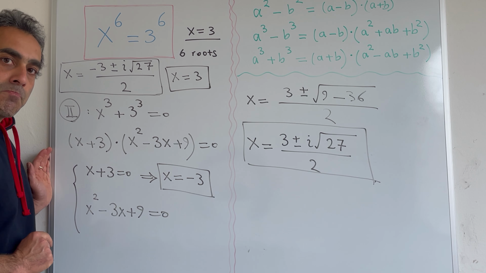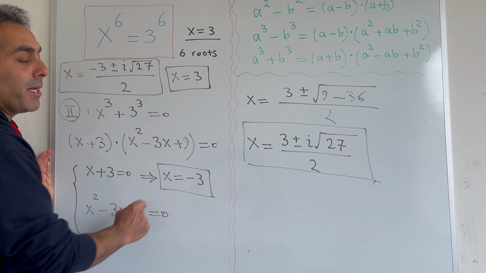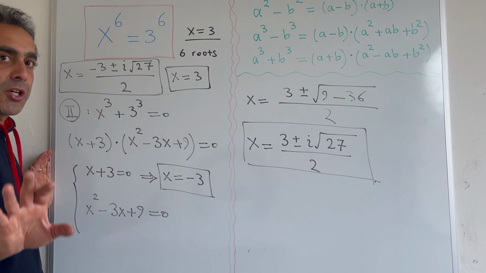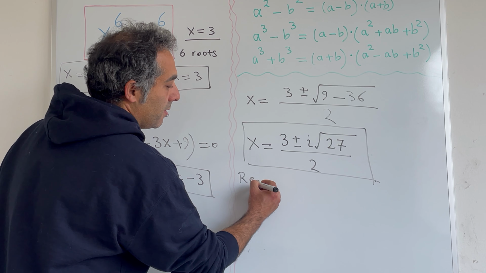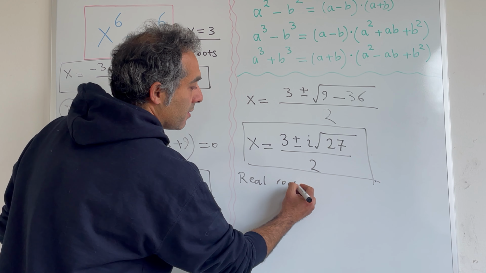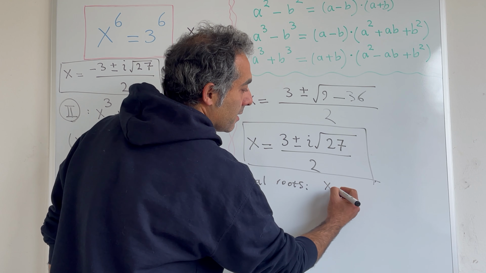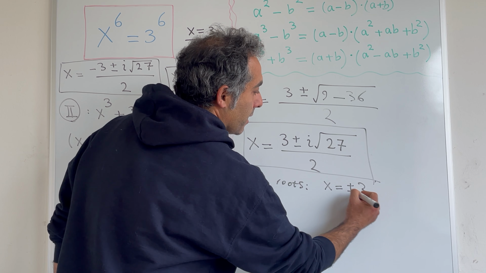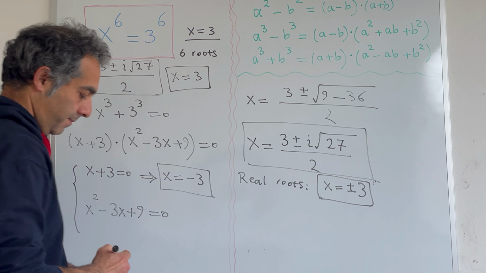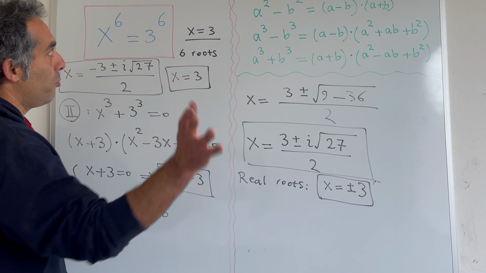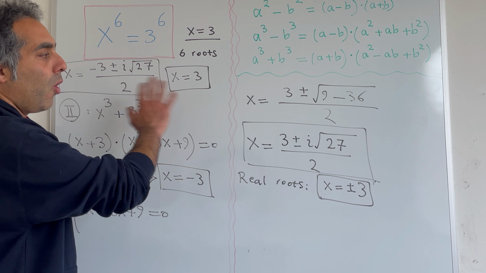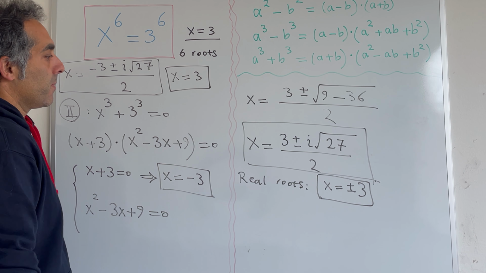So these are all the roots. x equals 3 and minus 3 are the real ones. So the real roots are x equals plus minus 3. These are the real roots. You can check that for all of them, imaginary or real roots.